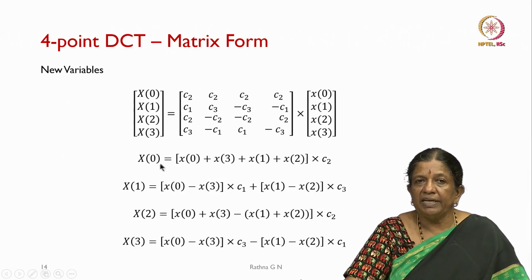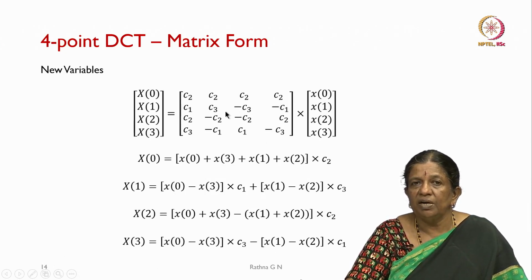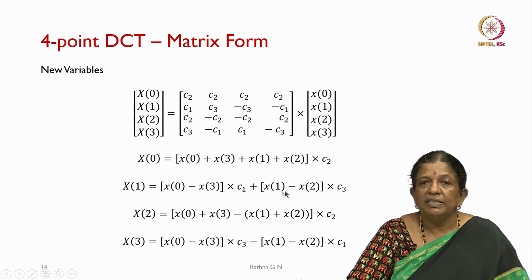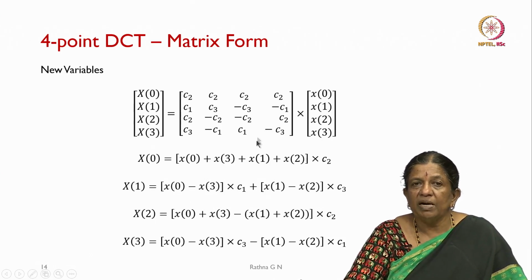Now, what is our x of 0? We have to sum up all this and multiply by C2, and the same way for x of 1, it is x of 0 minus x of 3 into C1 plus x of 1 minus x of 2 into C3, because we will be combining this C1 and this C1, and this C3 and this C3. So, our number of multiplications is going to reduce. So, it will be x0 minus x3, we will subtract this and multiply with one coefficient. Same way for the other. So, you will be seeing for x2 and x3 the same way, you can combine them.